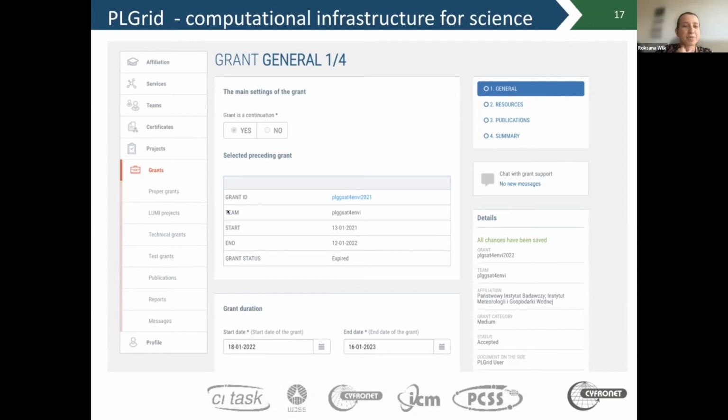Before having access to the proper resources within the grant, you can have a technical grant to see whether the resources you chose, so the types of servers you chose, are adequate to the research purpose you are setting up the grant for. We are also asking the researchers to publish the publications and give the acknowledgements within the publications that were published due to the use of PL Grid resources. We are asking for the reports and accounting from the users, and then we are giving the reports back as an infrastructure.